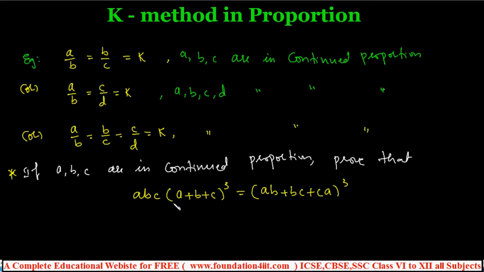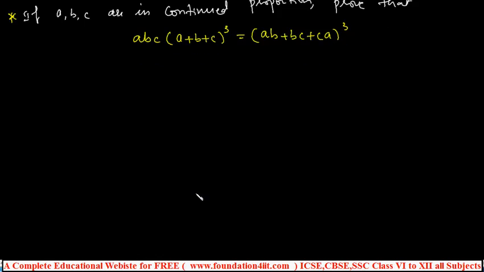For this type of case, we can use the K method. This is the problem now. To solve this, we already know A, B, C are in continued proportion, so A by B is equal to B by C. Now we can take that as some constant K. You can use it as the K method.